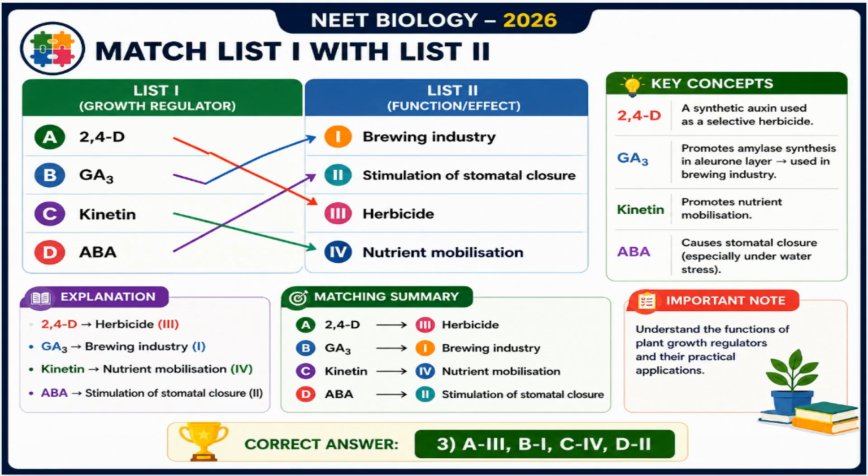Matching the growth regulators to their function: 2,4-D is a herbicide. GA3 promotes amylase synthesis, used in the brewing industry. Kinetin promotes nutrient mobilization. ABA stimulates stomatal closure, especially under water stress. The correct match is option 3.